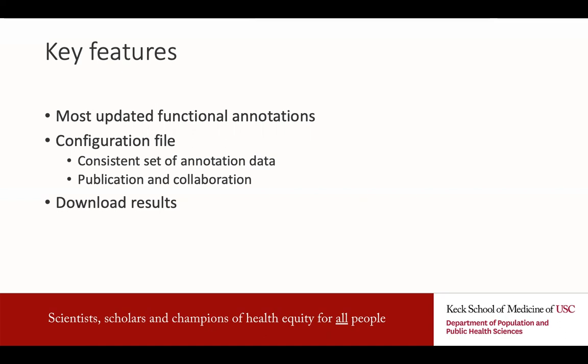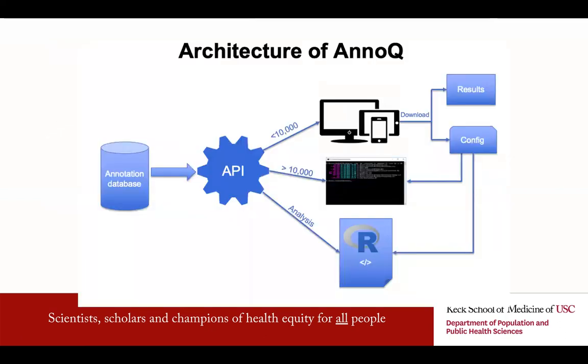The other feature is the configuration file I mentioned. It can provide you with consistent annotation data sets, and it facilitates collaboration, publication, and result download. You can use the downloaded results from even the website and all the other ways to retrieve the data. And coming back, this is basically, again, a summary of our system, right?